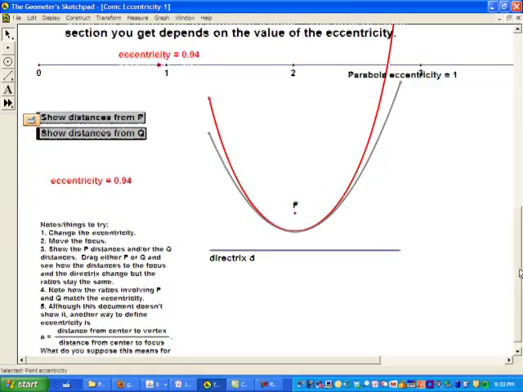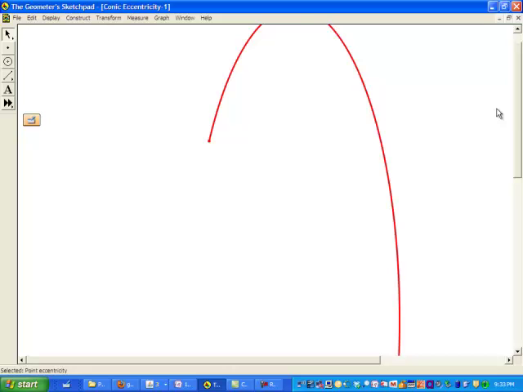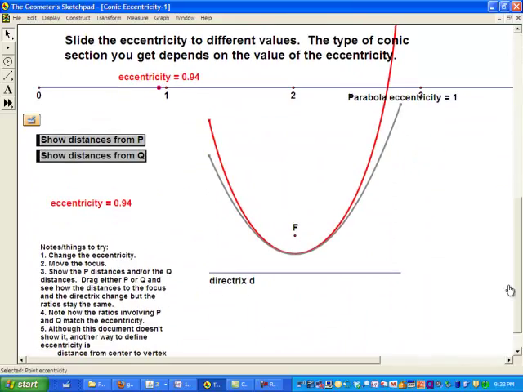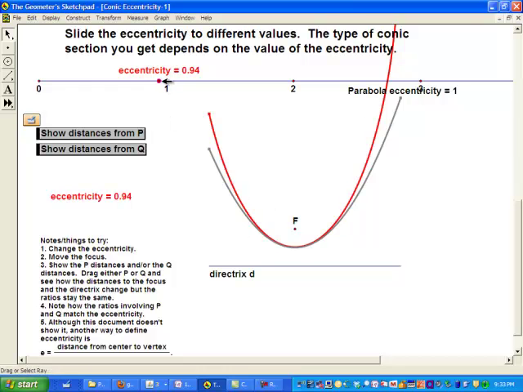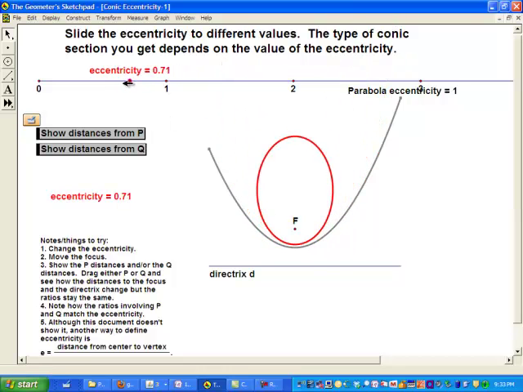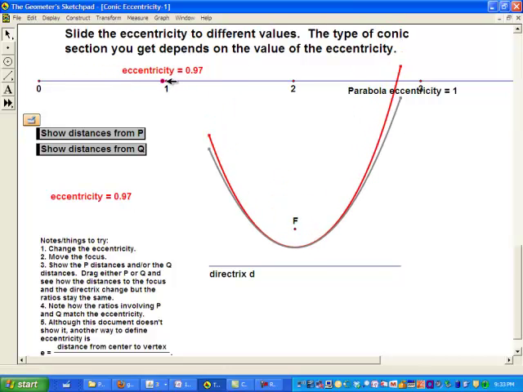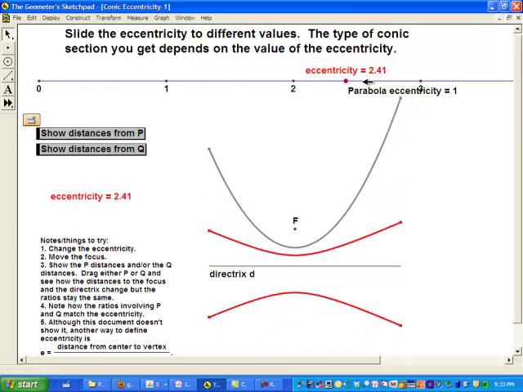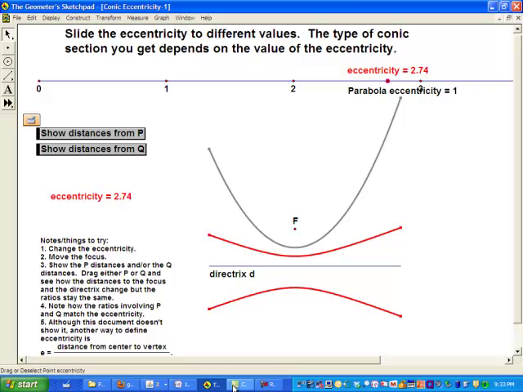Now, as soon as we switch past 1 and we get to 0.9 or 0.8, this is kind of hard to see, but it's actually an ellipse. It doesn't draw it all the way because that's the nature of this program, but you can see that as soon as it's getting below 1, then it's more of an ellipse, and the closer it's getting to 0, the rounder it's getting, the more like a circle it gets. So the closer it is to 0, the more like a circle. The closer it is to 1, the more like a parabola. When it equals 1, it is a parabola. When it gets greater than 1 and beyond, it's a hyperbola.